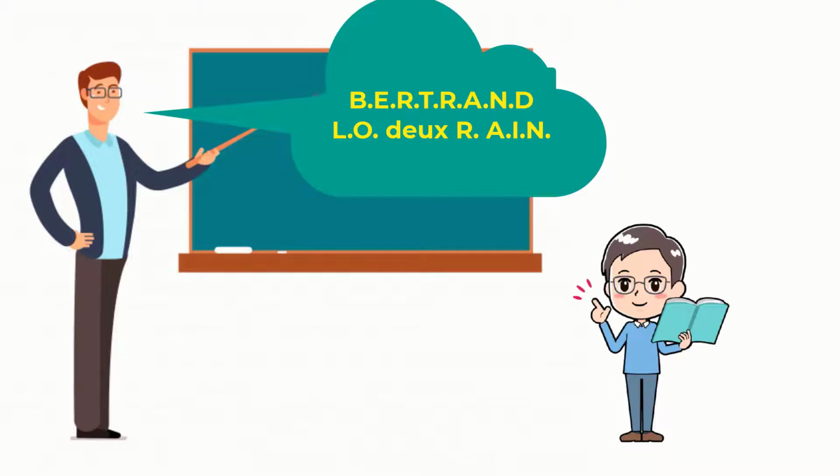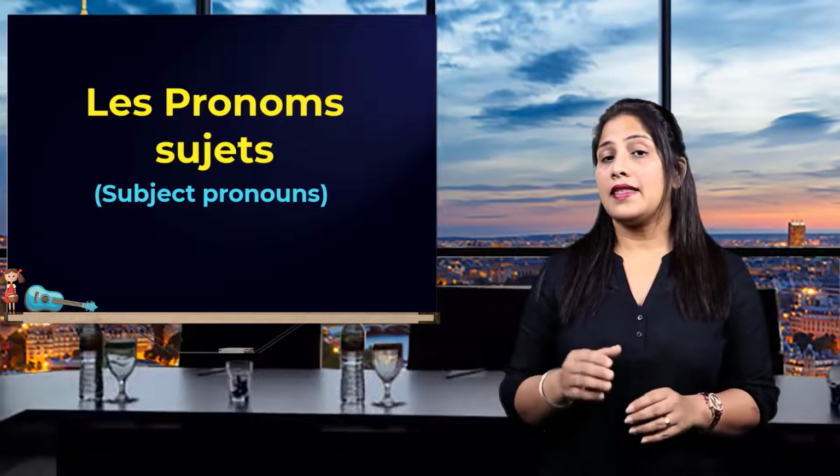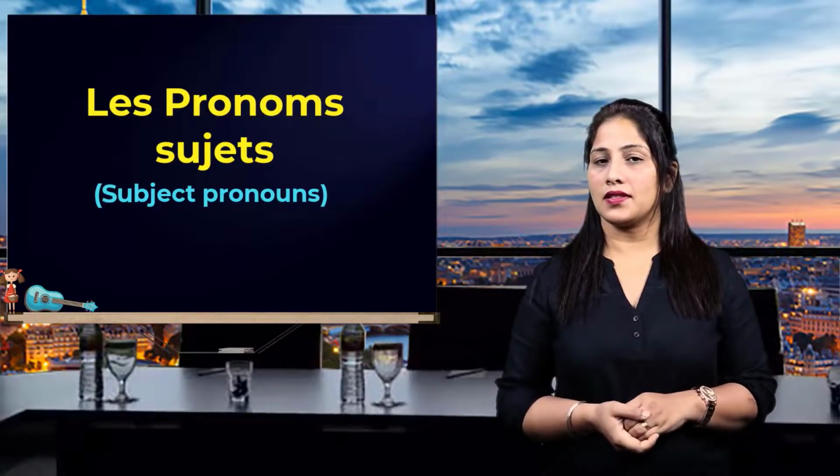Bertrand, B-E-R-T-R-A-N-D. And Lauren is L-U. The double R is coming over there. This is the reason in your book they have just written it that way. So we can write it like this also, or we can just pronounce it like this. R-E-N. Lauren. So let's start with les pronoms sujets. Let us learn the subject pronouns.